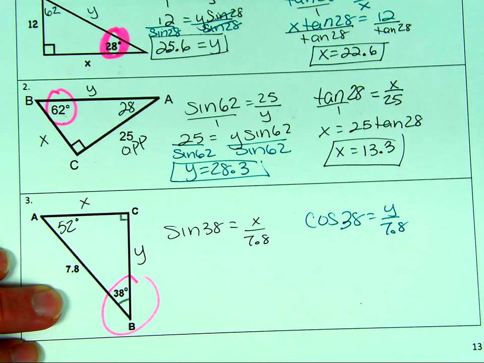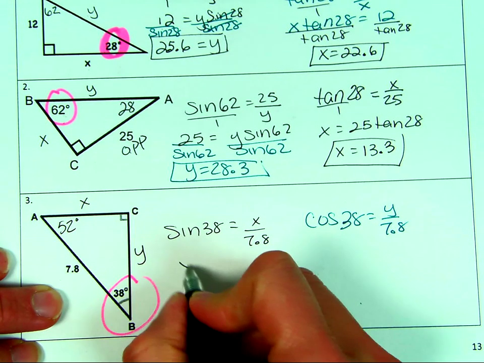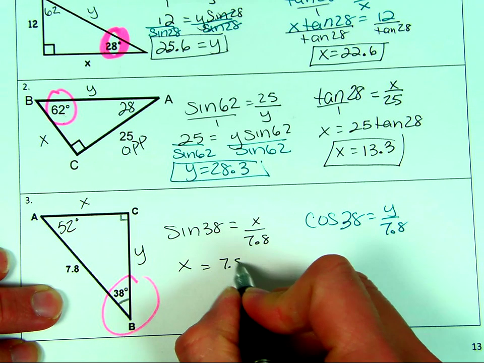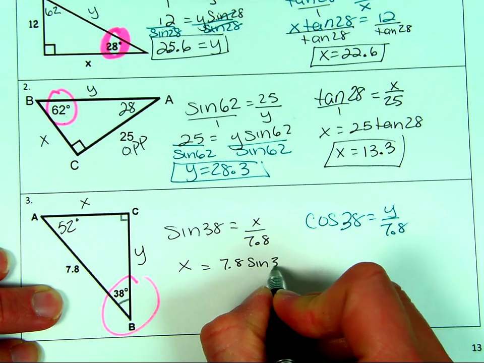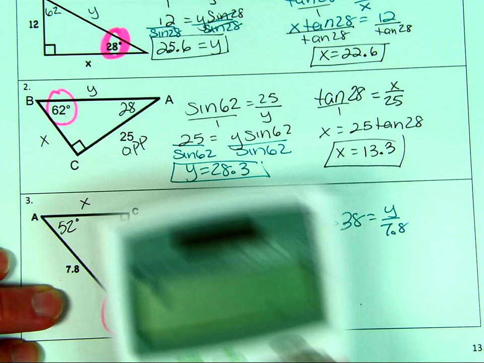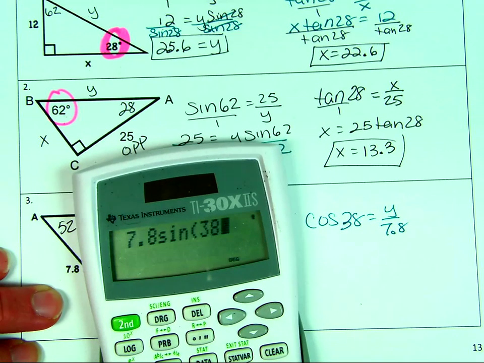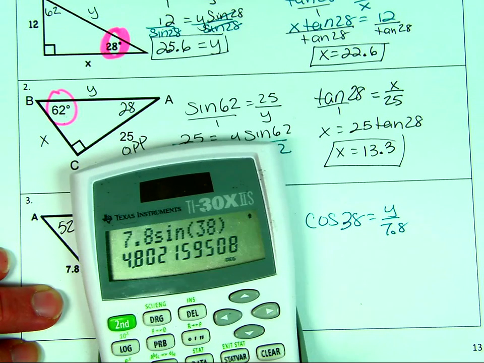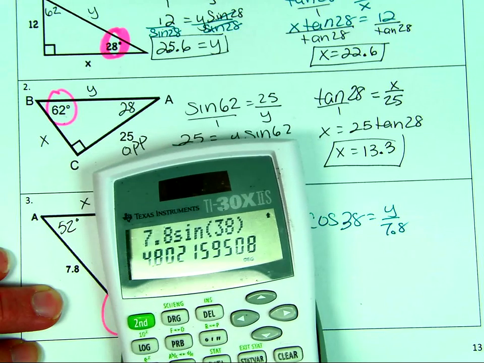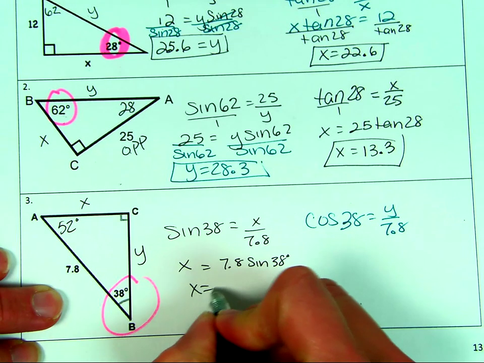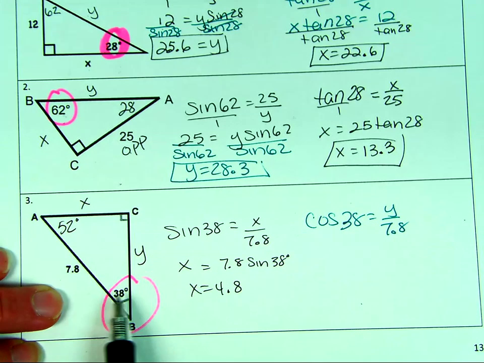And then I cross multiply. So I get x equals 7.8 times the sine of 38 for this x. So 7.8 times the sine of 38 equals 4.8. So x equals 4.8. And I would expect that to be the smallest side since it was opposite 38. And I'm going to expect y to be between 4.8 and 7.8.